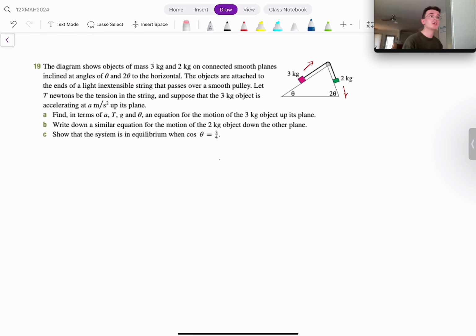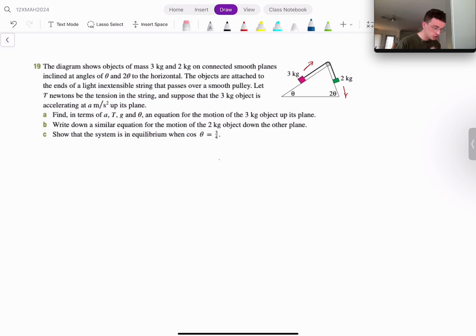Okay, this is the last question in the exercise, and even in terms of HSC physics, this would be a tricky question if you don't have a good understanding of it. So we've got in the diagram objects of masses 3 kilos and 2 kilos connected on smooth planes inclined at angles theta and 2 theta. The objects are attached to the ends of a light inextensible string. Inextensible just means we can't stretch it, and it passes over a smooth pulley.